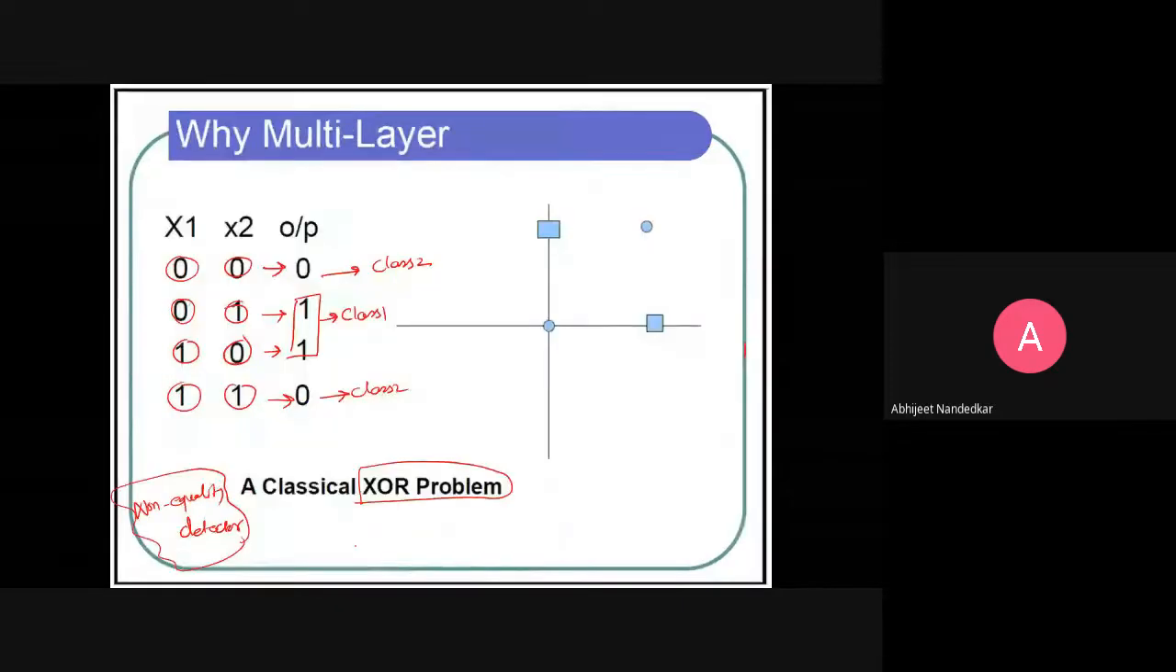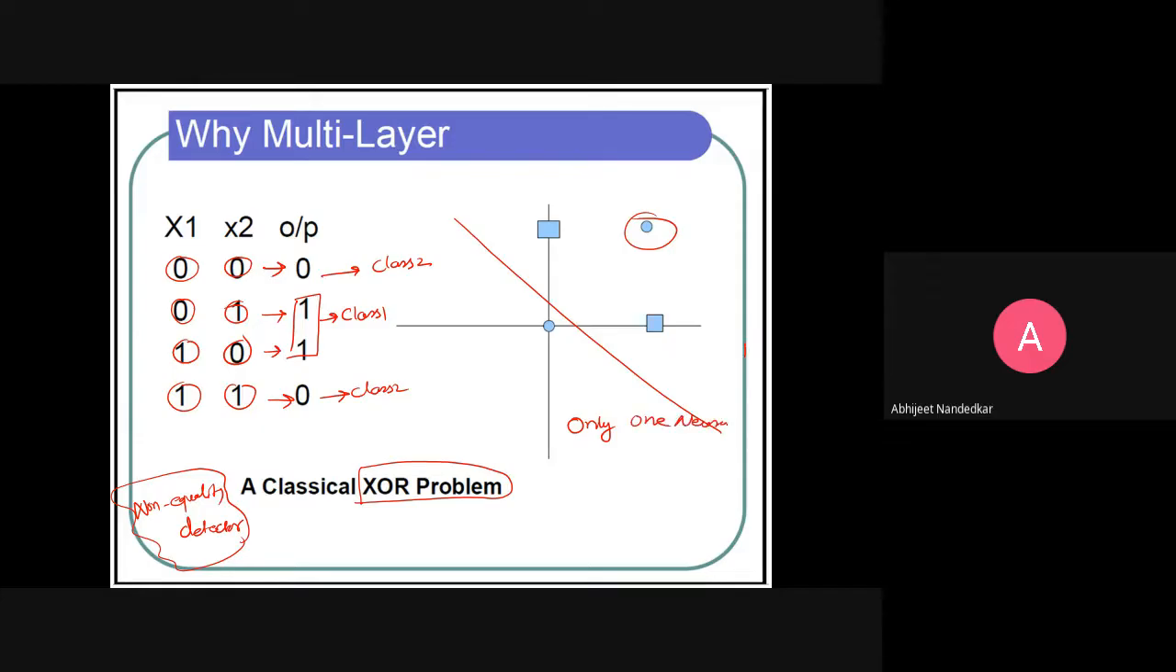So when you look at this typical XOR problem, if I try to draw a line here, then this point will be misclassified. If I try to draw a line here, then this point will be misclassified. Like that, I cannot find a single line which I can draw and solve this problem in one go. That means I cannot use only one neuron and solve this problem. So this is a typical classical non-linear problem.